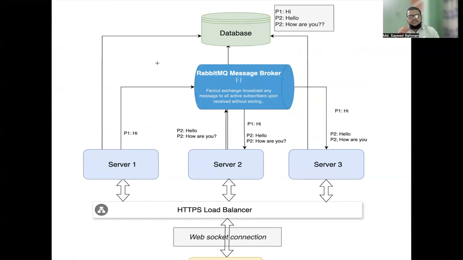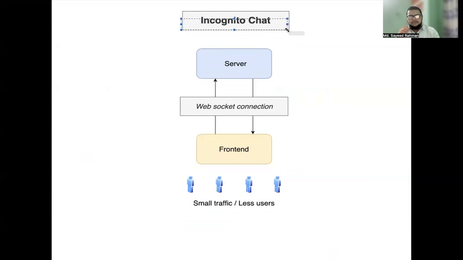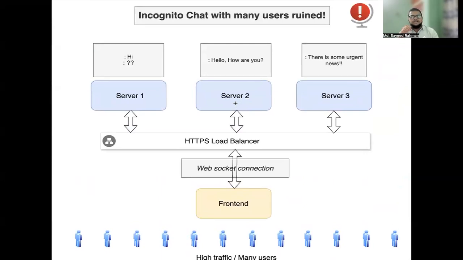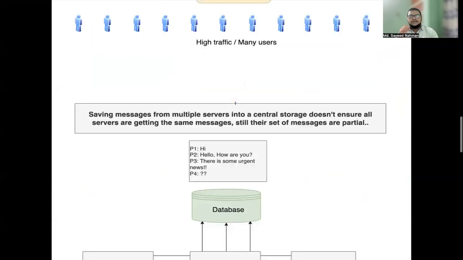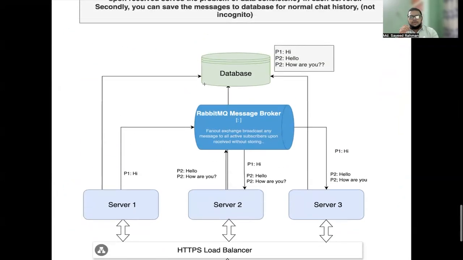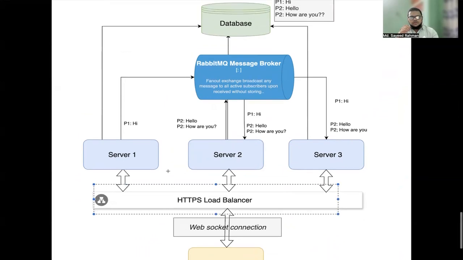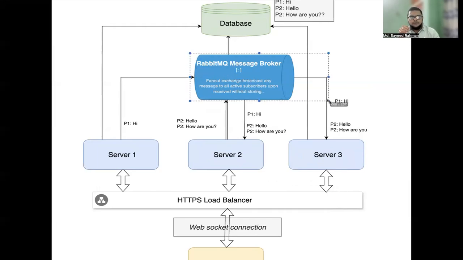Initially we started with incognito chat, you can see. So if you want to build an incognito private mode chatting system, and that should be horizontally scaled, then we will have to just remove the database and not save any message to the database, because that's the purpose of incognito mode messaging. So the front end will send the messages to any of the servers with the help of the load balancer, and each of the servers will notify all other servers about the message with the help of RabbitMQ. That's it about the incognito horizontally scaled chat server.